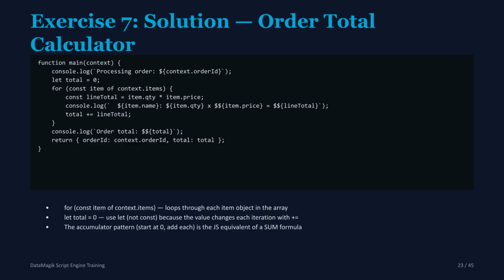The solution for exercise 7 uses the for...of loop to iterate over items and an accumulator pattern to calculate the total. Let total equals 0 initializes the variable, and total plus equals increments it in each iteration.